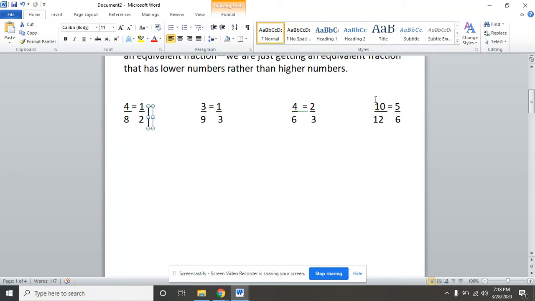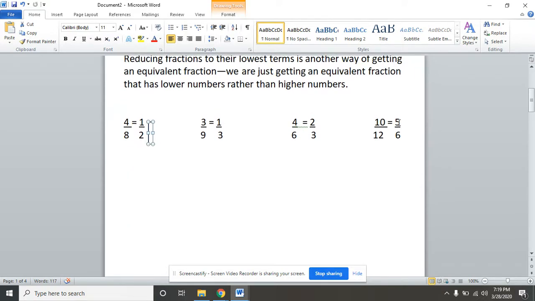Over here, we're going to be dividing by 2 also. 10 divided by 2 is 5. 12 divided by 2 is 6. The video is getting ready to end, so I'm kind of stopping abruptly. But that is the process. Look back over this document.